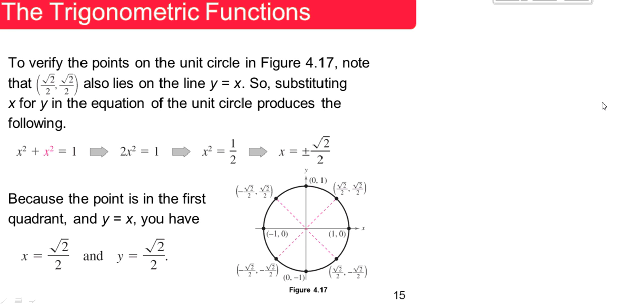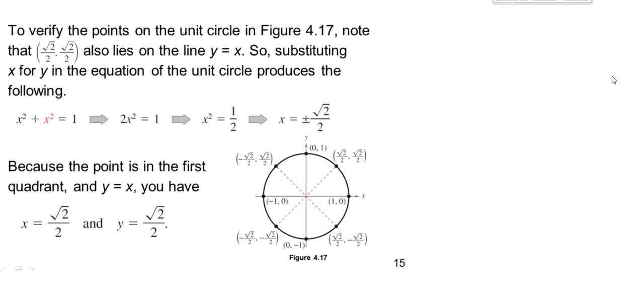To verify the points on the unit circle, note that square root of 2 over 2, comma, square root of 2 over 2 also lies on the line y equals x. So if you substitute x in for y in the unit circle equation, you get x squared plus x squared equals 1, 2x squared equals 1, x squared equals 1/2, x equals plus or minus the square root of 2 over 2, when that's in simple radical form. So just a thought about that, and maybe looking at it in another way.